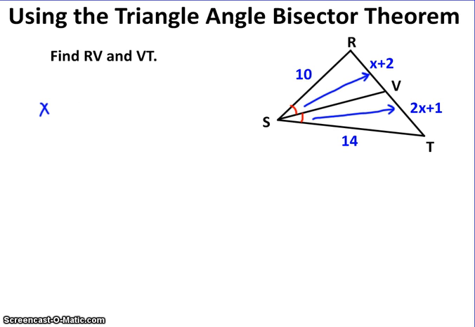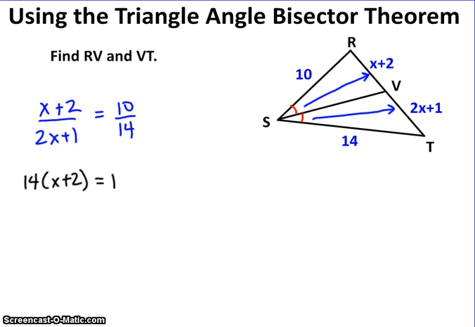What that means is that x plus 2 over 2x plus 1 must be equal to 10 over 14. Keep in mind that x plus 2 and 10 are in the same, what looks to be triangle, so I put them both on the top. So now we need to cross multiply, and I get 14 times x plus 2 equals 10 times 2x plus 1. Now what's important here is that we have to remember to distribute both items in with the distributive property.